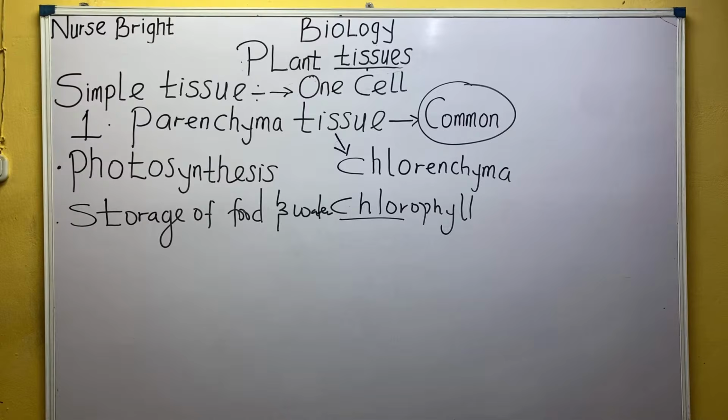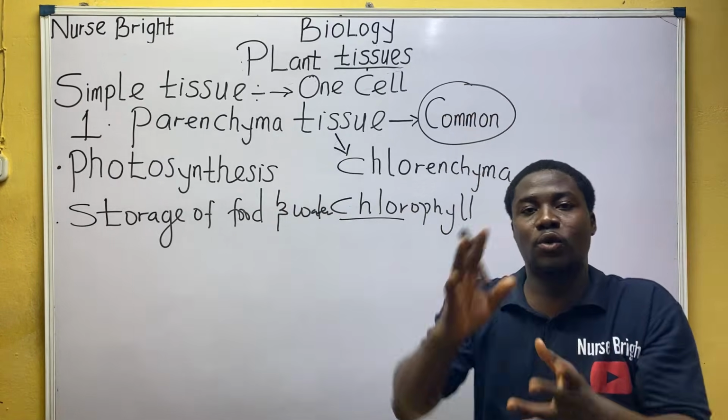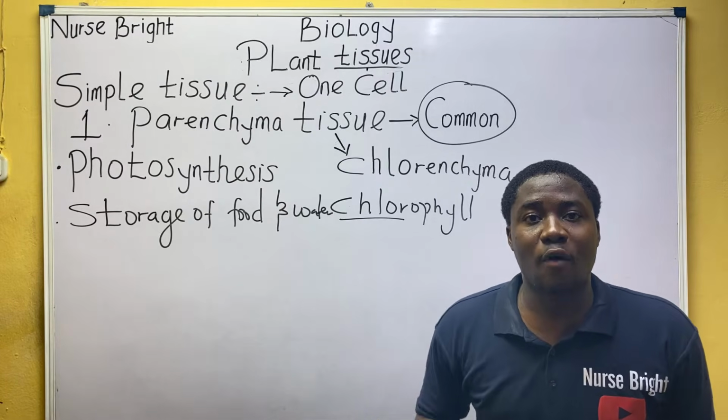These tissues also help in the transport of substances, like water and food within the plant. So just listen. If I draw a plant, these tissues help in the transport of food and water from the roots. You know, every nutrient comes from the roots, right? From the soil.